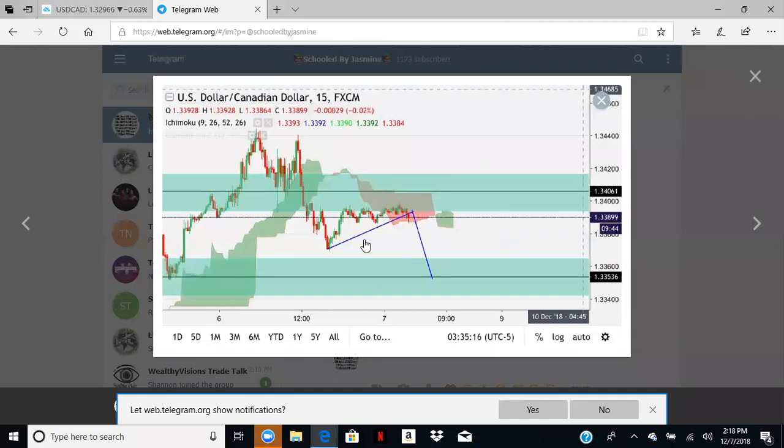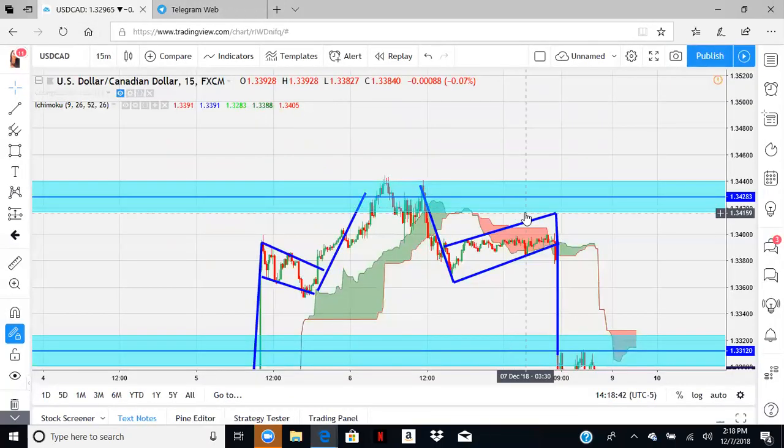This is what I posted, right? I saw the flag going into the cloud. So what I teach you guys is for a sell, the candles are going to enter a red cloud. We're going to wait to enter. We need the candles to go into the cloud and then come out of the cloud and close.